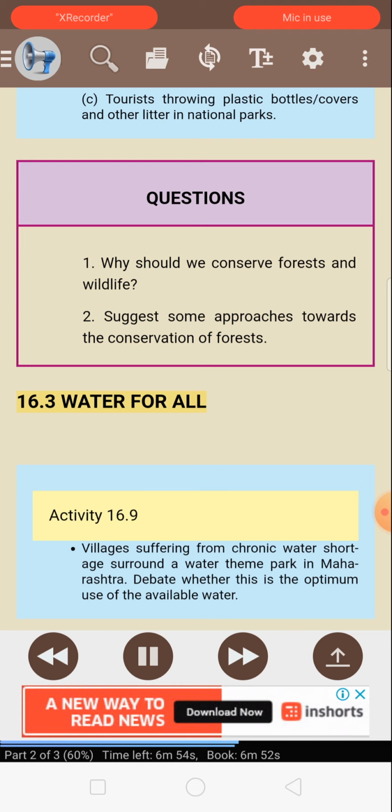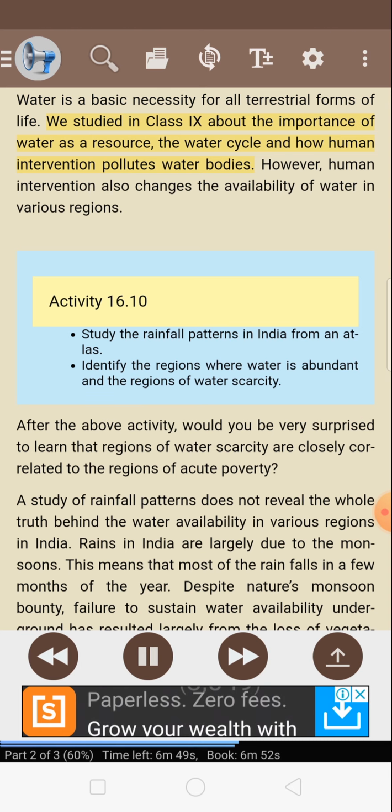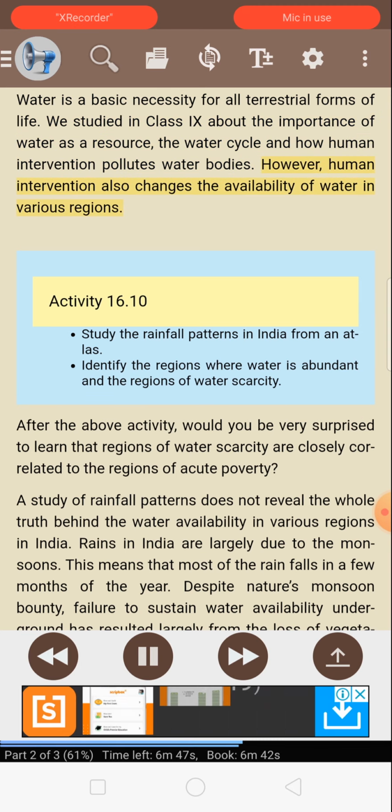16.3 Water for all. Activity 16.9. Villagers suffering from chronic water shortage surround a water theme park in Maharashtra. Debate whether this is the optimum use of the available water. Water is a basic necessity for all terrestrial forms of life. We studied in class 9 about the importance of water as a resource, the water cycle, and how human intervention pollutes water bodies. However, human intervention also changes the availability of water in various regions.